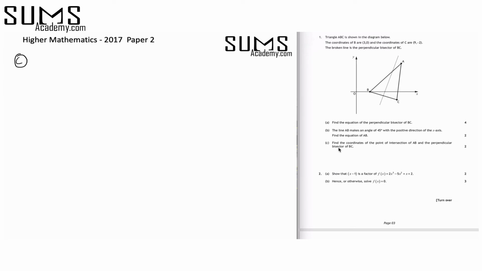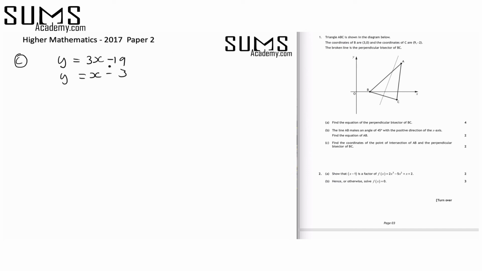Part C. Find the coordinates of the point of intersection of AB and the perpendicular bisector of BC. So this is just simultaneous equations again, so you need to put down your 2 previous answers, which would be y equals 3x minus 19 and y equals x minus 3. Now, this is quite simple.